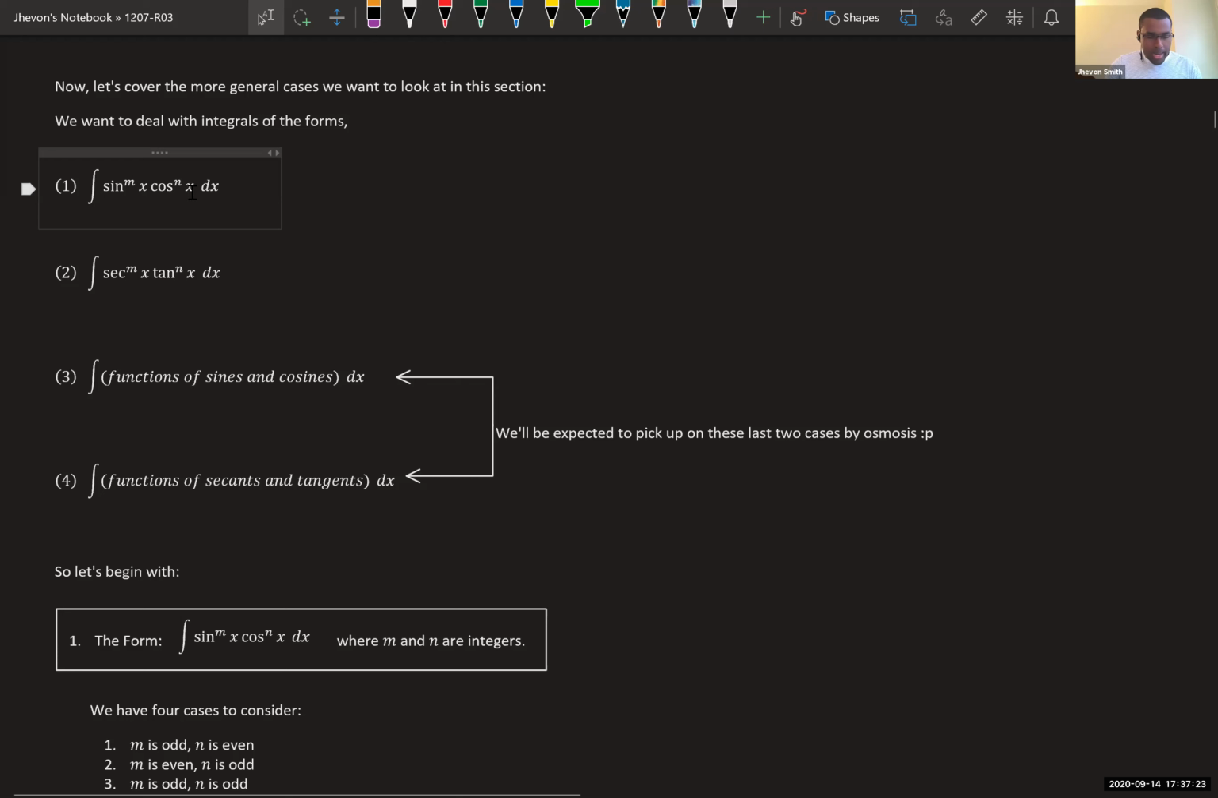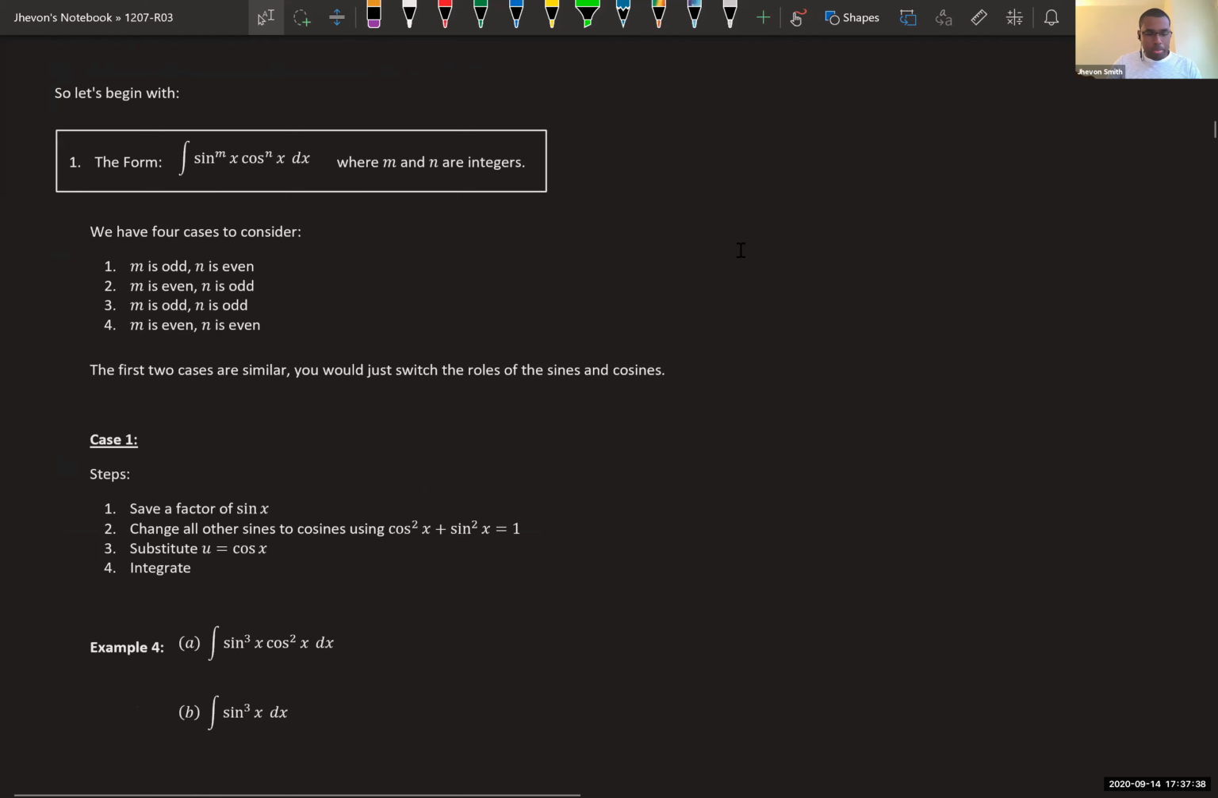We're assuming here m and n are integers. And then we're going to look at some more general forms, but we're pretty much going to learn how to integrate things of this form in this section. And that's going to help us, of course, with a lot of future things as well. So let's actually just jump into it.